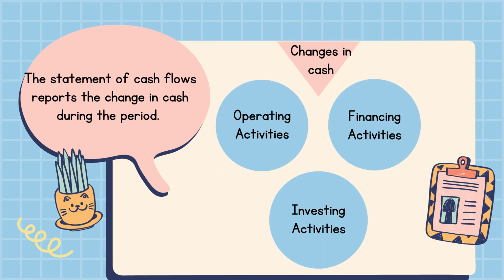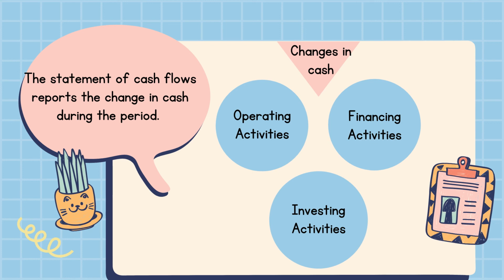The fourth statement is the cash flow statement. Now, the statement of cash flows reports the change in cash during the period. It only reports transactions that involve cash because it reports the net increase or decrease in cash during the period and the ending cash balance. The ending cash balance on the statement of cash flows is the same as the ending cash reported on the balance sheet. The statement of cash flows is divided into three sections: operating, investing, and financing.